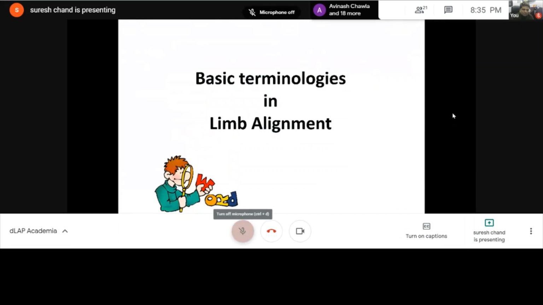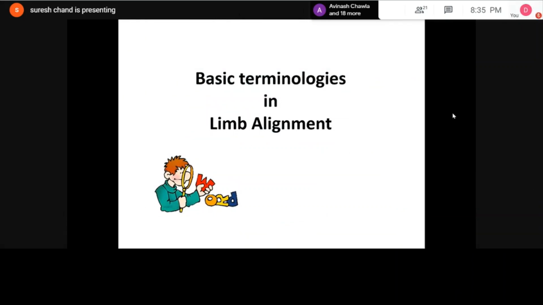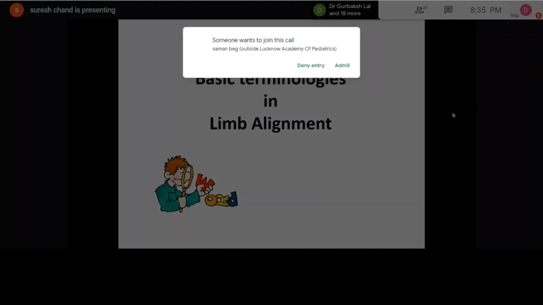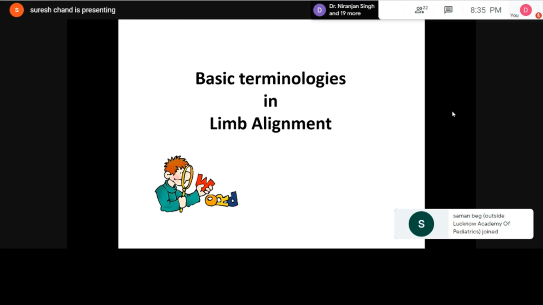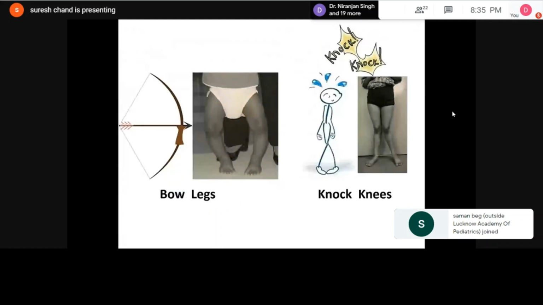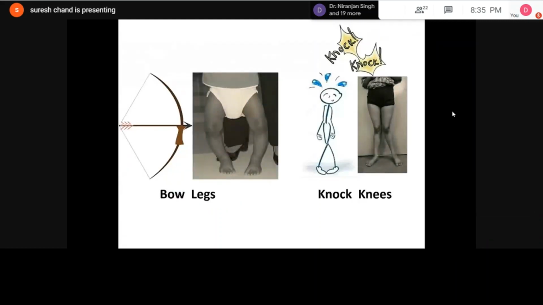And before we go into detail of these issues, I would love to introduce some basic terminology in the limb alignment of a child or a lower limb. So a bowed leg is, as the name suggests, when a leg appears like a bow, it's called bow leg. Knock knees are when they are knocking into each other. It is called knock knees. These are common layman's terms.